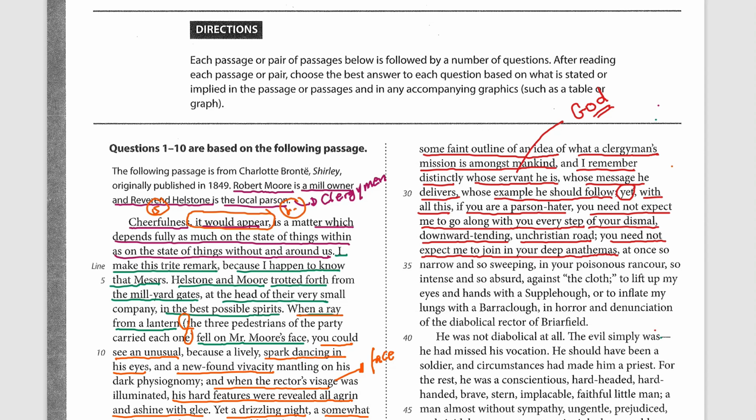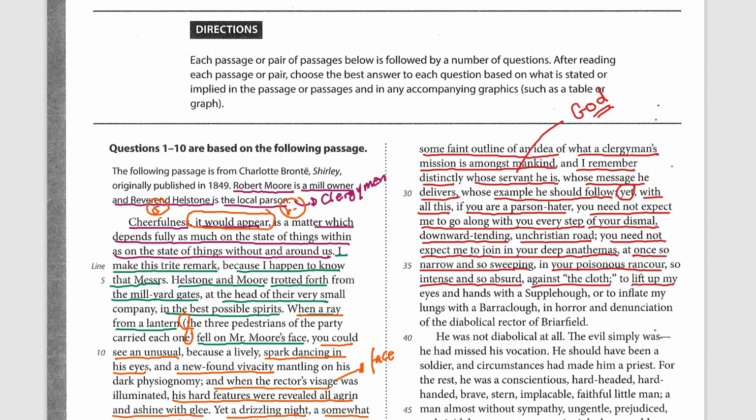Okay, what does he want to say here, teachers? He said here: you need not expect me to join in your deep anathemas, at once so narrow and so sweeping, in your poisonous rancor, in your poisonous dislike, so intense and so absurd, against the what? The cloth. And the cloth here means the clothing, the outfit of the clergyman, the man of religion.